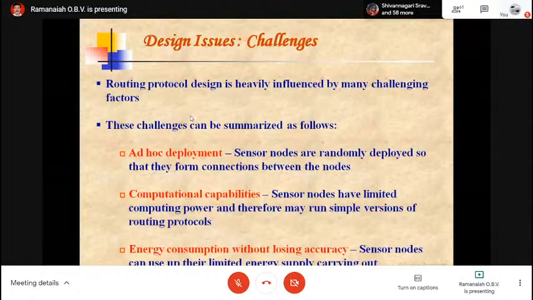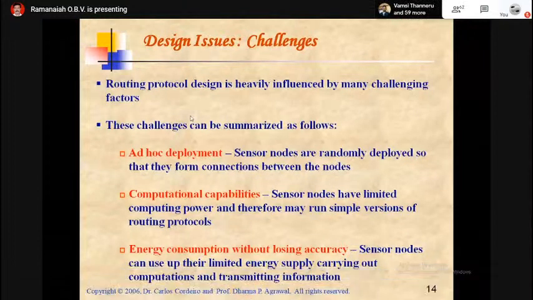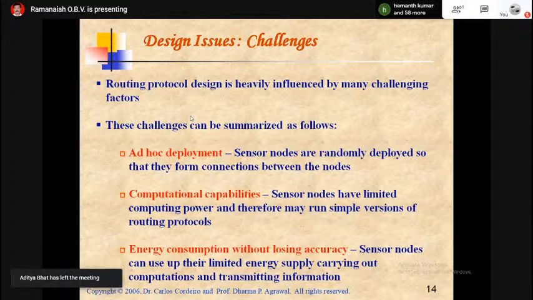Next is computational capabilities. What is ad hoc deployment? Sensor nodes are usually deployed randomly. They should form a network spontaneously. There is no human involvement. It is not possible. Right, that is the first thing. Next, what it means when you say the design issue is ad hoc deployment is that when you are proposing a solution, you should remember that it is based on an ad hoc environment. So what can be the routing algorithm?